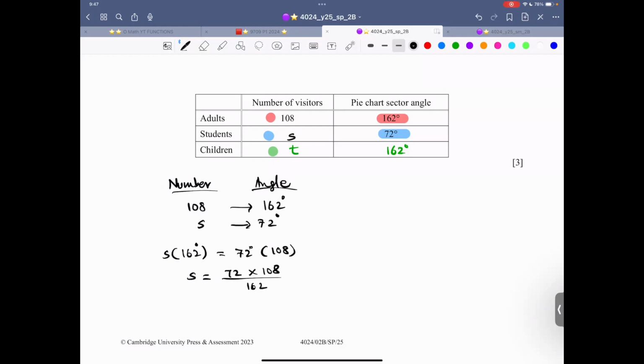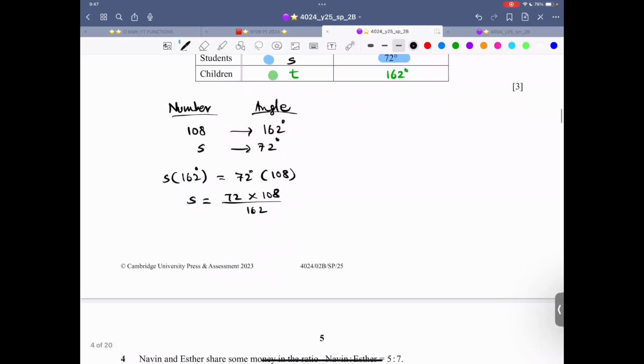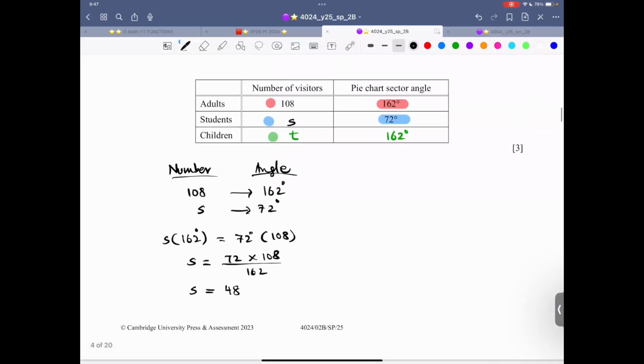So therefore, let me multiply it out. 72 into 108 divided by 162. This comes out to be exact 48. And this is 48. That's the value of S. So S is 48. Again, ratio proportion, number, angle.